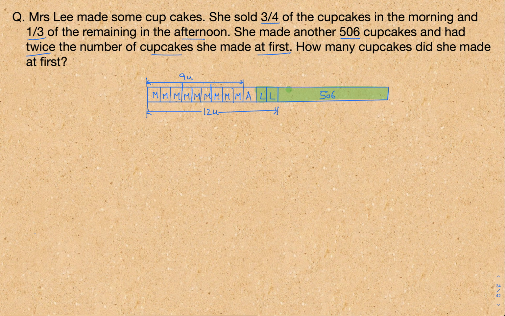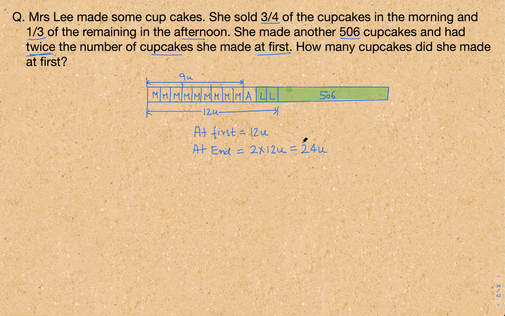Now let's find out how much she is left with. See, we know that at first she was having how many cupcakes she made? 12 units, right? And at the end, she is having how many? Twice the number of cupcakes she had at first. So at first she is having 12 units. That means at the end she is having twice of what she had at first, which is 2 times 12, which will give me 24 units.